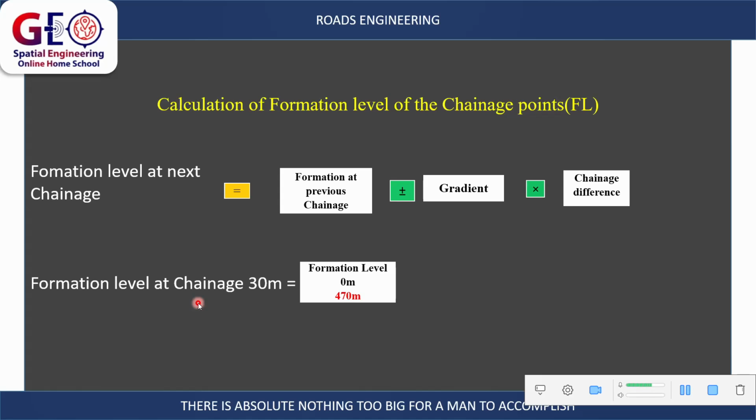So formation level at point zero, which is the formation level of the previous point, minus the gradient. Remember, they told us that the gradient is a falling gradient, so the road is declining. So minus the gradient multiplied by the chainage difference. The difference between chainage 0 and chainage 30, of course, is 30 meter. So the formation level at chainage 30 is going to give us 469.5 meter.